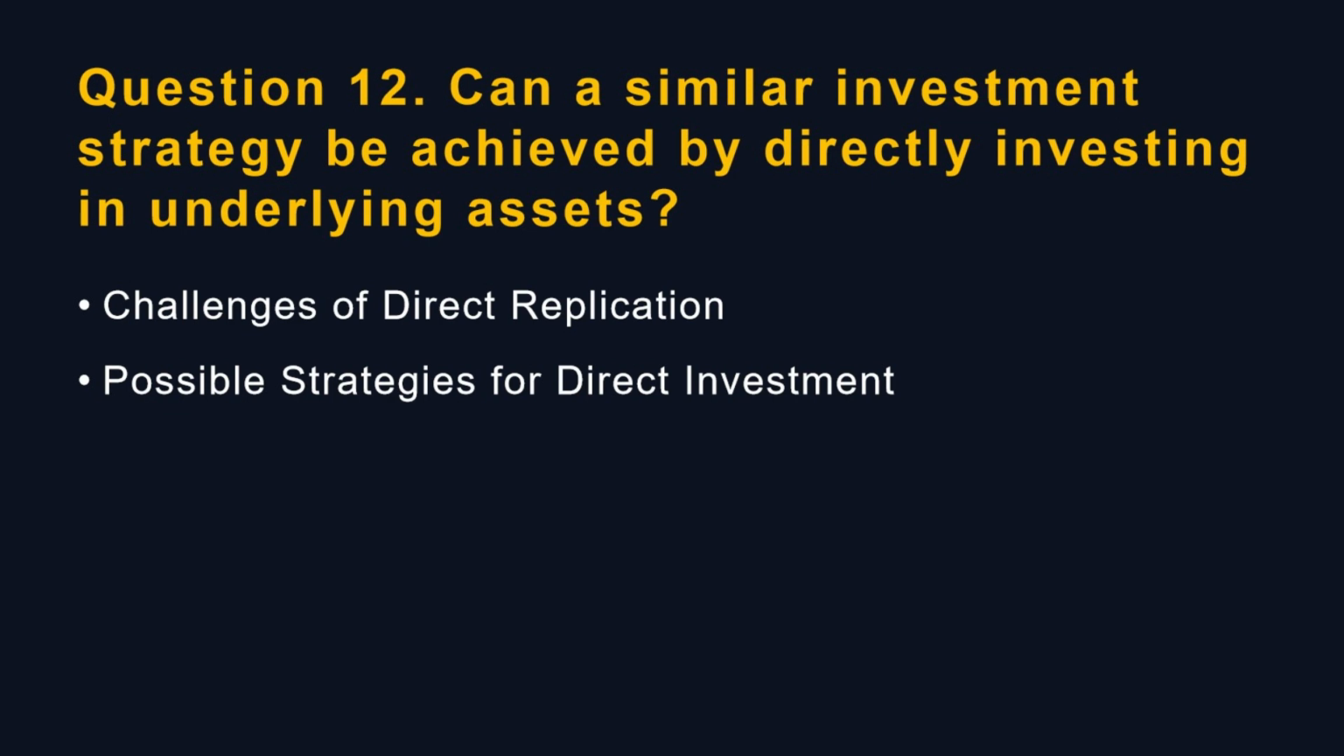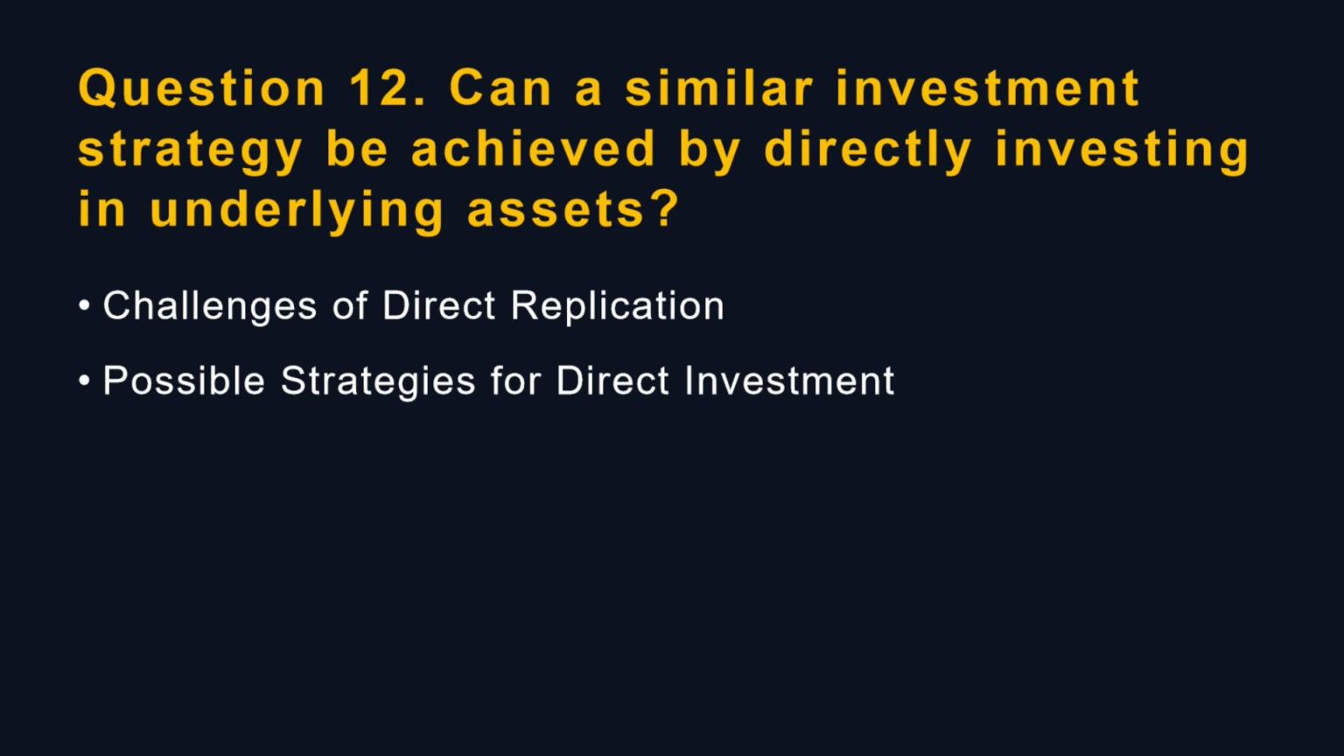Possible strategies for direct investment. Focus on Treasury bills. U.S. Treasury bills are short-term government debt obligations with maturities of less than 1 year. These can be purchased directly through Treasury Direct, a government platform, eliminating some transaction costs. However, they may offer slightly lower potential returns compared to corporate bonds.